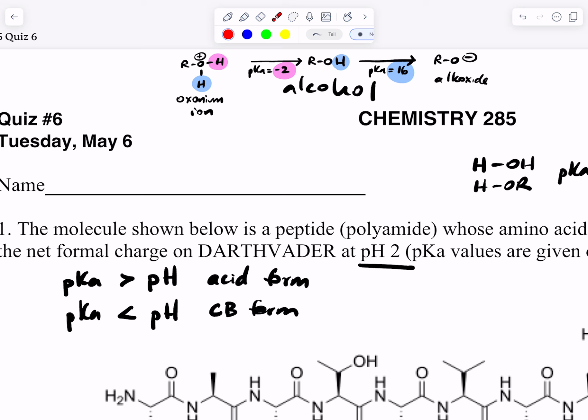Almost. So what the pKa means, the pKa is literally the pH where you'd have a 1-to-1 mixture of acid and base forms. The pKa is the tipping point. When pH is equal to pKa, you have 50-50. If pH is less than pKa, you have all acid form. And if pH is greater than pKa, you have all base form. So think of the pKa as the tipping point in pH. If the pH is higher than the pKa, the base form dominates.